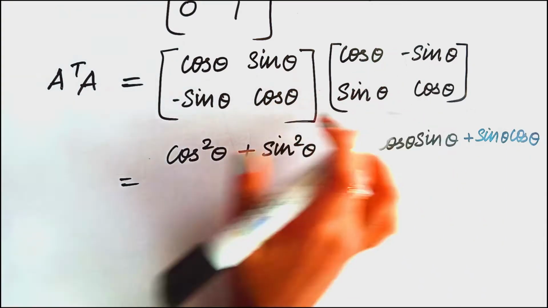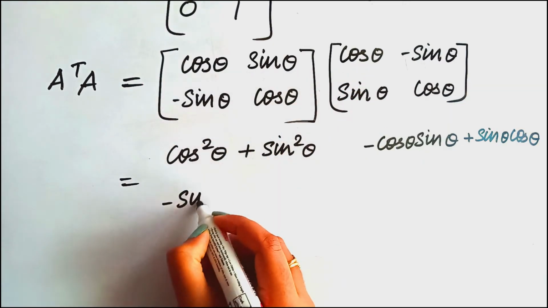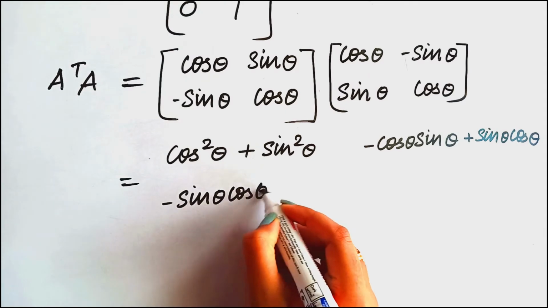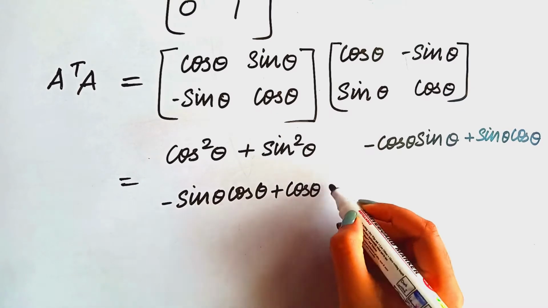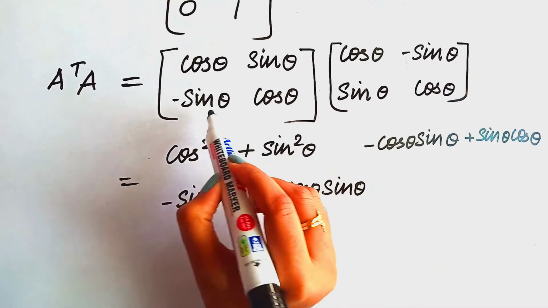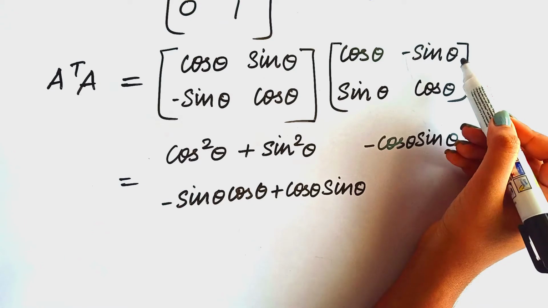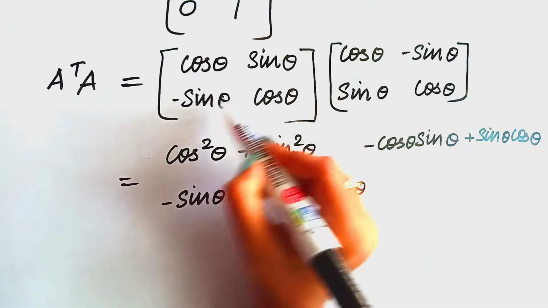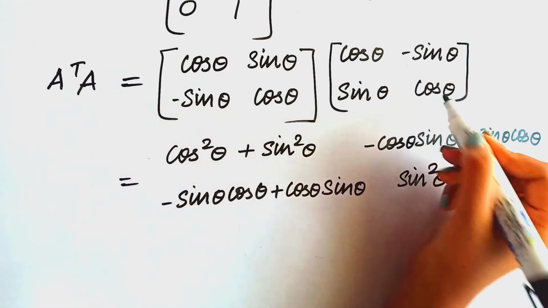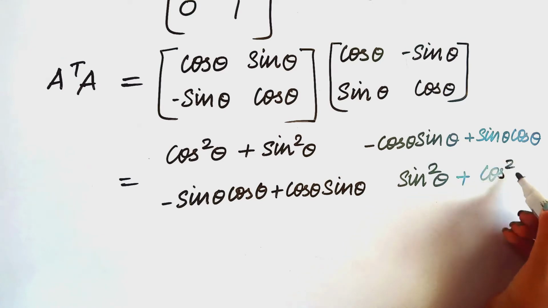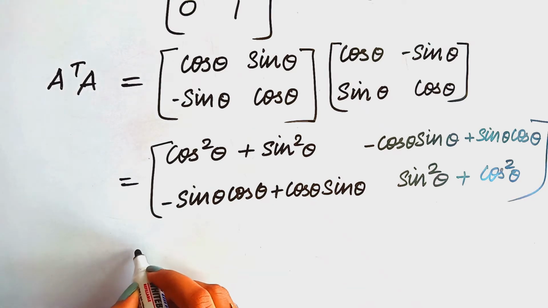Now for the second row and the first column, minus sin theta into cos theta gives minus sin theta cos theta, and cos theta into sin theta gives plus cos theta sin theta. And then finally for the second row and the second column, minus sin theta into minus sin theta; minus and minus will be plus, so sin theta into sin theta gives sin square theta, and then cos theta into cos theta gives cos square theta. Okay, so this is the matrix that we have obtained, and now let's solve this.